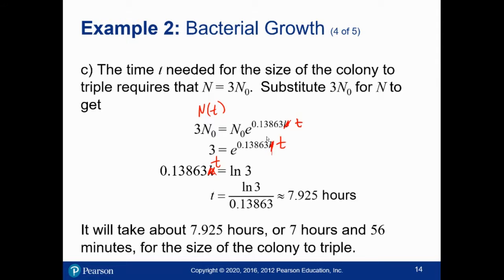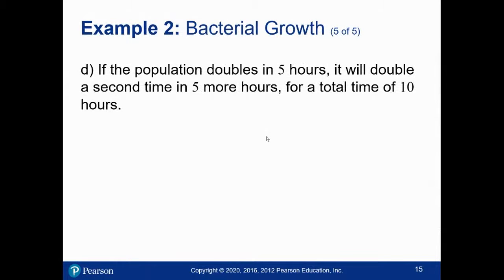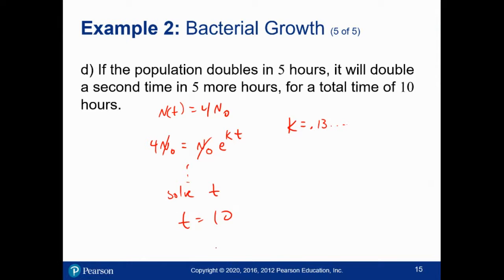Now the next part said how much time is required for it to double again. Since it doubles every 5 hours, if I want to know how much time it takes to quadruple, I just need to double and then double. In other words, I need to wait 5 hours and then 5 hours. You could solve this by saying whatever the quantity at that time is, it's 4 times what I started with. So I'd get 4n naught is equal to n naught e to the kt. And remember, k was like 0.13 something or other. I don't remember. Cancel these out and then solve for t. And you should end up with t being exactly 10.